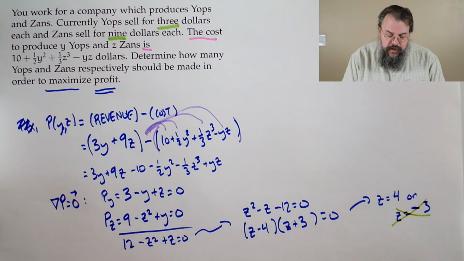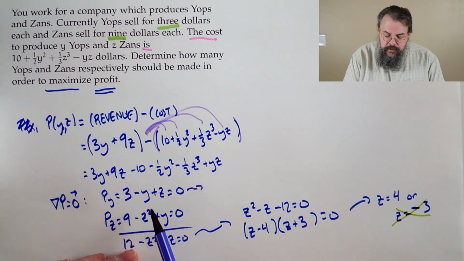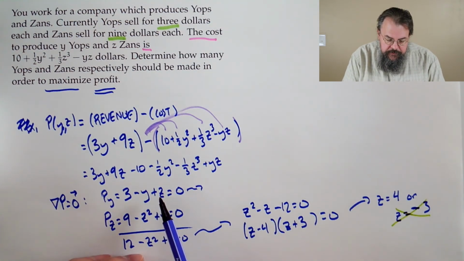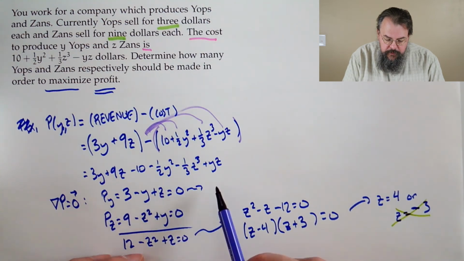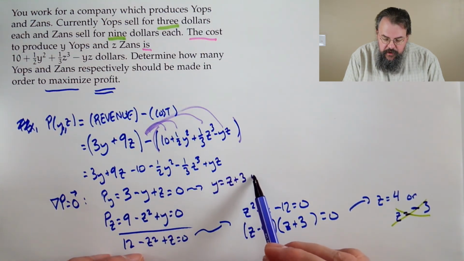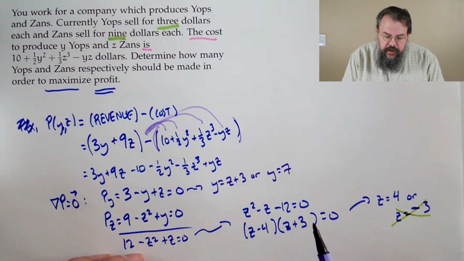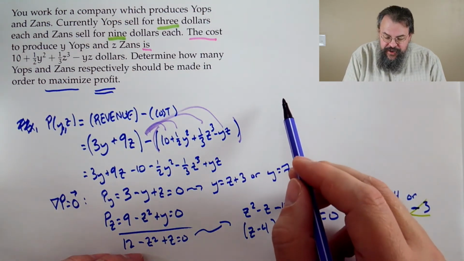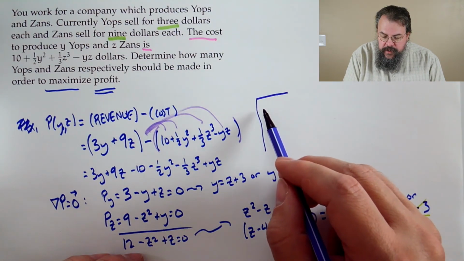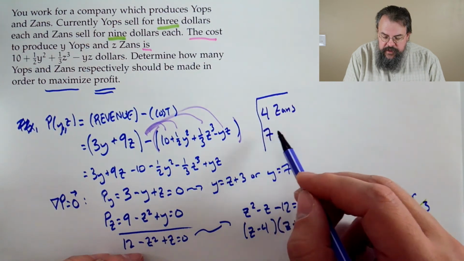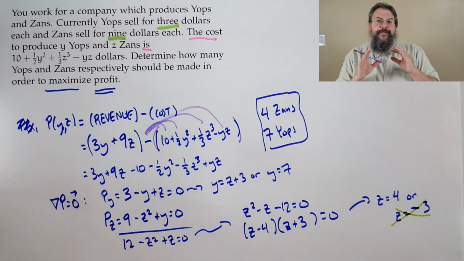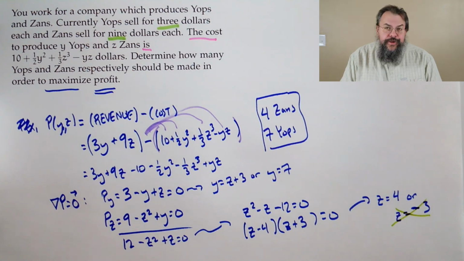Now, if we know what z is, we can substitute. For instance, here, what can we say? Well, if z equals 4, that tells us that y equals z plus 3, or y equals 7. Since we only have one viable option, it must be right, so we should make 4 of your zons and 7 of the yops. Okay, so there's the answer. But let's step back and check a couple of things.